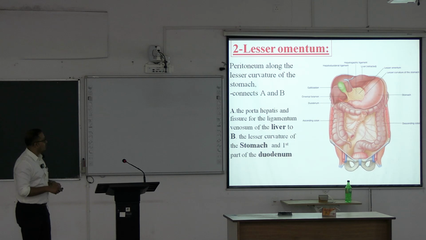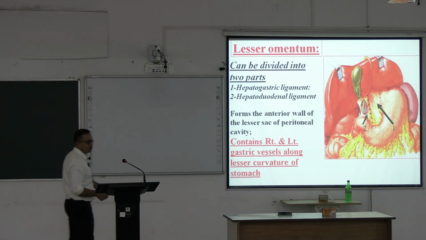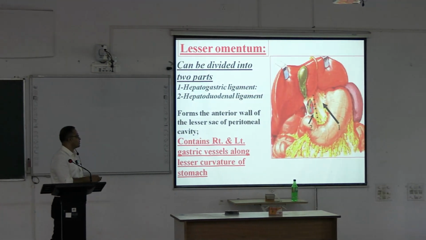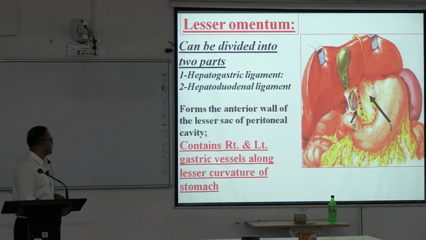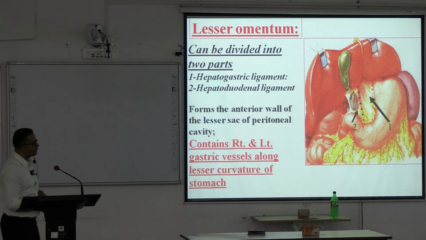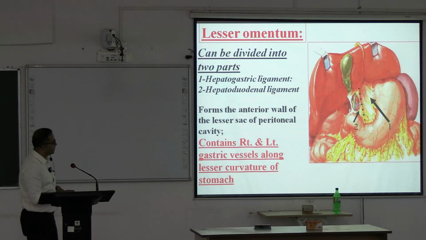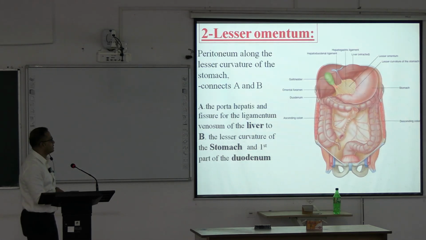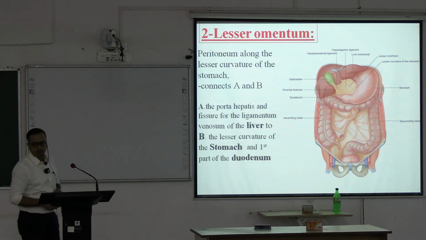Now, you can see that this omentum is falling in two directions, from the liver to the stomach and from the liver to the duodenum. This splits the lesser omentum into two segments. Segment 1, from the stomach to the liver, we call the hepatogastric ligament, and segment 2, falling from the liver to the duodenum, we call the hepatoduodenal ligament. Now, this hepatoduodenal ligament has a free margin, which we call the free margin of the lesser omentum.